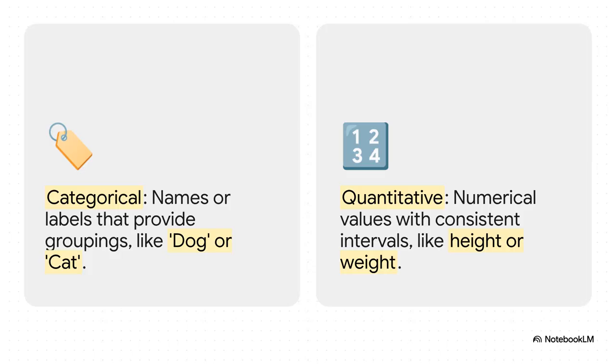And these variables come in two main flavors. First, you've got categorical variables. These are basically just labels or groups, like dog, cat, or fish. Then you have quantitative variables, which are actual numbers you can measure, like height or temperature. And this first choice, are you sorting things into buckets or are you measuring them? That decision shapes the entire story you're about to tell.